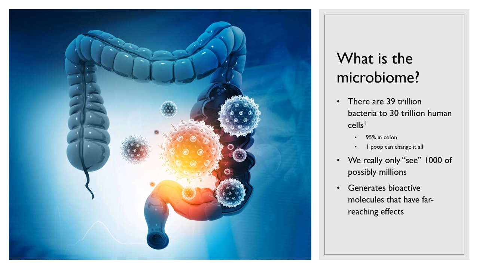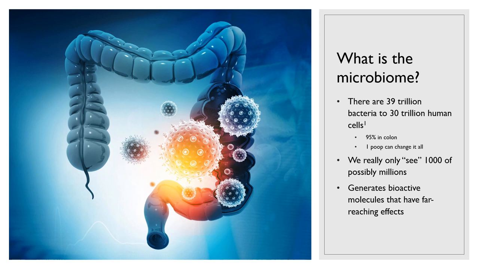There have been several myths on the number of bacterial cells in comparison to our cells. Many people have come up with a number of 10 to 1. As it turns out, the most recent number is actually pretty close. We have 39 trillion bacterial cells covering our body, and we have 30 trillion human cells, so they are pretty close. Now, 95% of these microbes are found in our colon. Interestingly enough, one poop can completely change the proportion of bacteria to human. You can start the day with 39 trillion bacteria and only 30 trillion human cells, but then after your first defecation, you may see a substantial drop in those bacterial numbers.